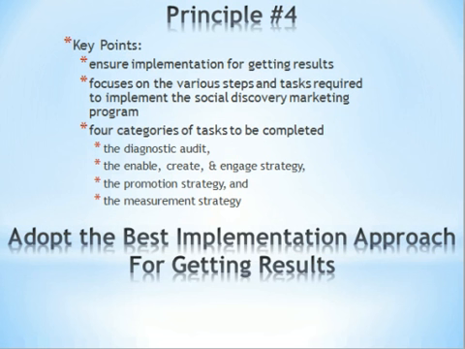As we continue on, we want to look at Principle 4. The fourth principle is to ensure implementation for getting results. So Chapter 7 will focus on the various steps and tasks required to implement the social interactive marketing program. The social interactivity marketing program has common tasks to be completed, regardless of your implementation strategy, be it development, enhancement, or enrichment. This chapter describes how common tasks to be performed for successful implementation of the social media strategy and plans will be developed.